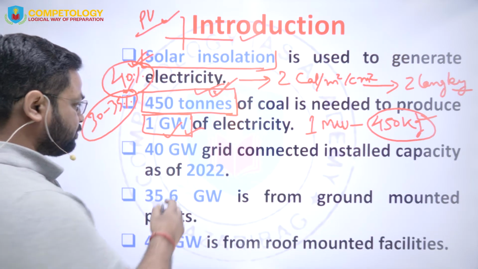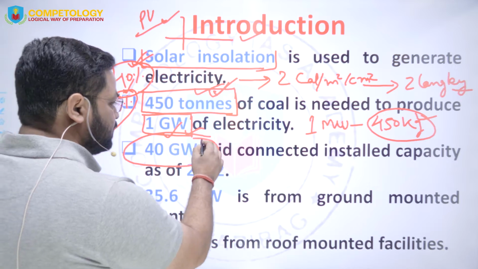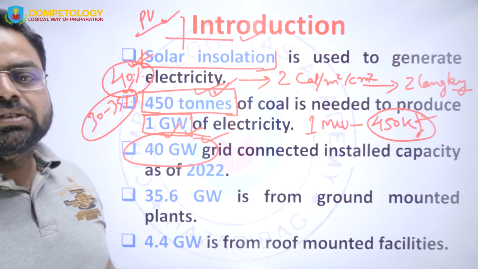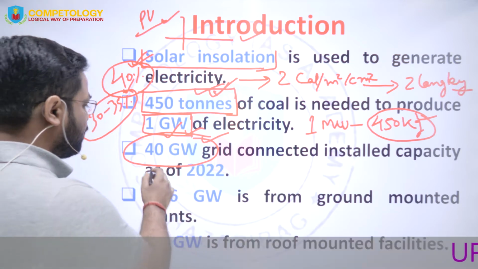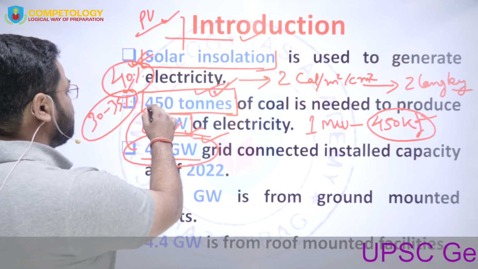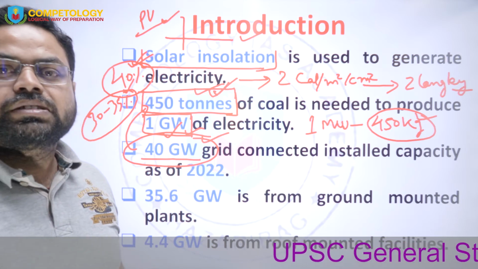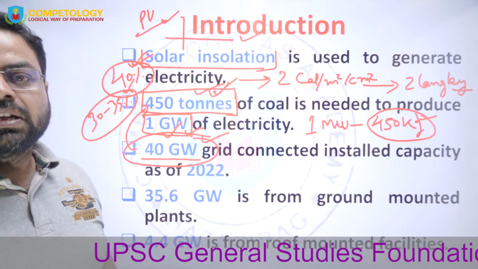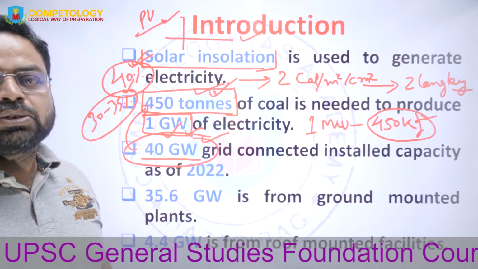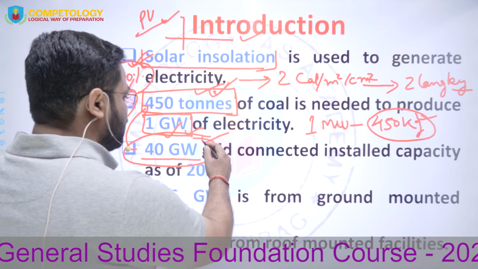And if we consider the installed capacity of solar energy in India, then it is to the tune of 40 gigawatt. So you can understand how much coal is being saved every day and how much greenhouse gas emission is being reduced every day due to solar energy.